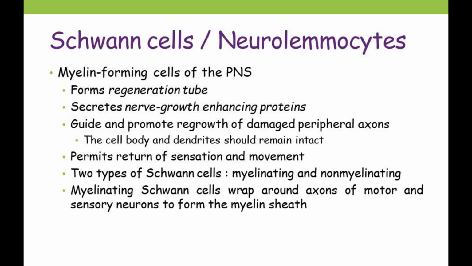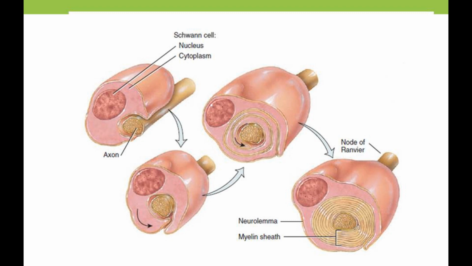And the myelinating Schwann cells are usually found around the axons of motor and sensory neurons. So this is the structure of myelination, or the figure for myelination.